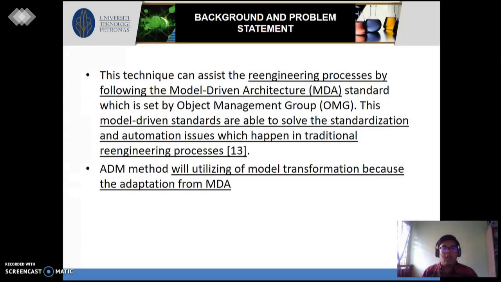This technique can assist the reverse engineering process by following the model-driven architecture, called the MDA standard, which is set by the Object Management Group. These model-driven standards are able to solve standardization and automation issues which happen in traditional re-engineering processes. The ADM method will utilize model transformation because of the abstraction from MDA.